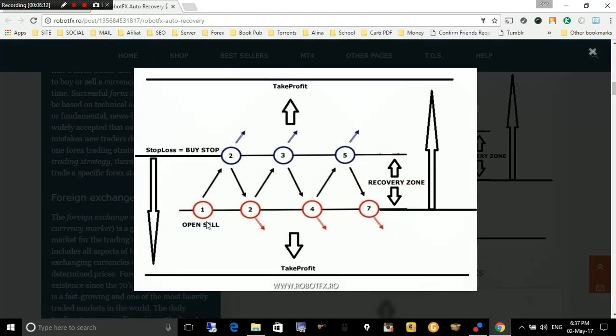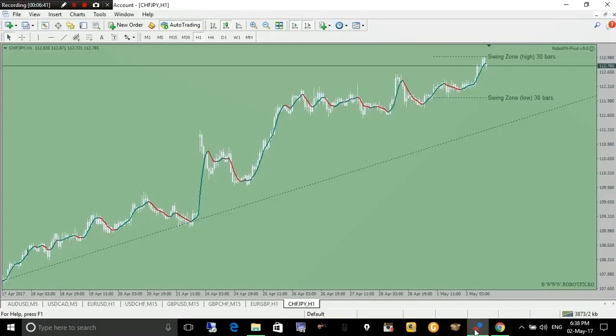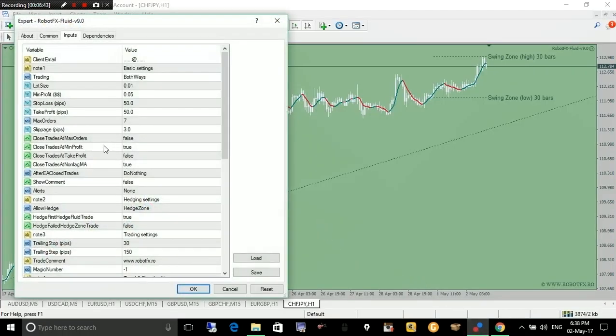When we are hedging the zone, if the expert advisor opens a sell, it will place an opposite pending order, a buy stop in this diagram. The lot size of this buy stop will be higher than the open trade. If the price goes up, sooner or later this basket will close in profit, if again we set close trade at minimum profit to true.